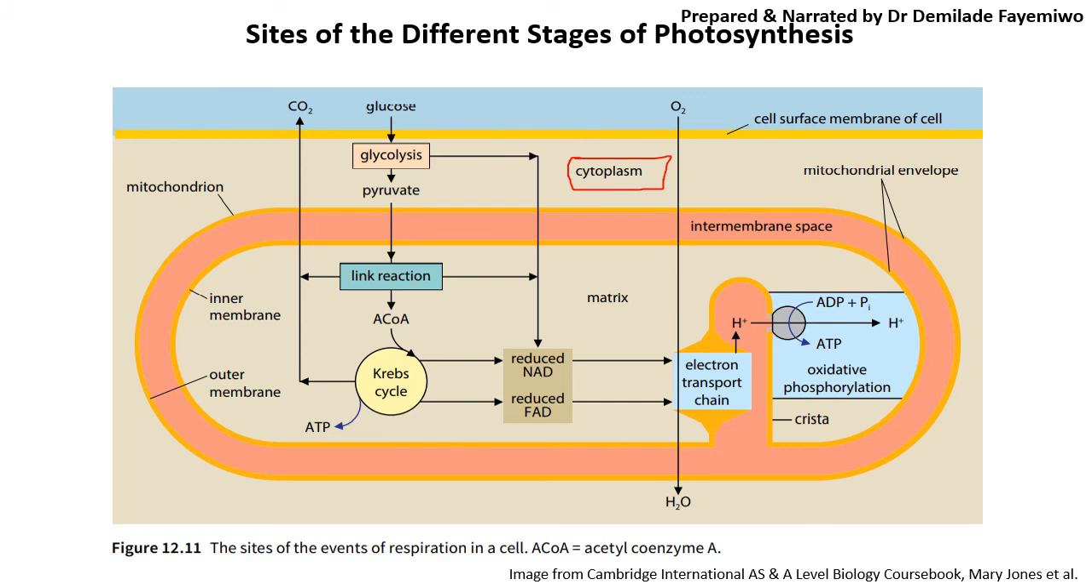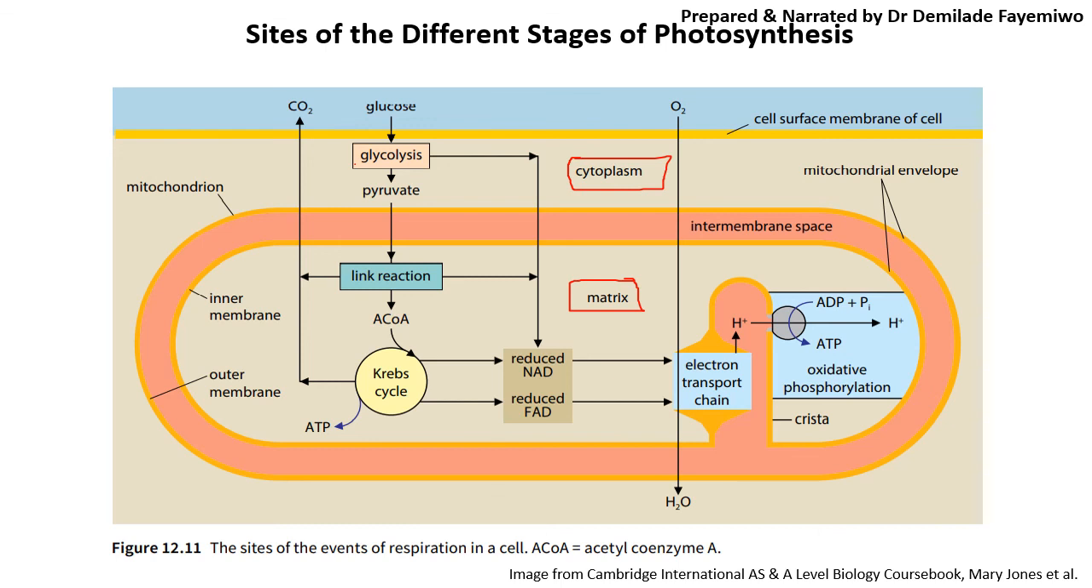So first things first, glycolysis happens in the cytoplasm, as you can see over here, and that's where you form pyruvate. Pyruvate then goes into the mitochondria, where it undergoes the link reaction in the matrix of the mitochondria. The matrix of the mitochondria is basically the cytoplasm of the mitochondria, but it is not called the cytoplasm. It's often referred to as the matrix. So that's where the link reaction happens. The Krebs cycle also happens in the matrix of the mitochondria, as you can see over here.